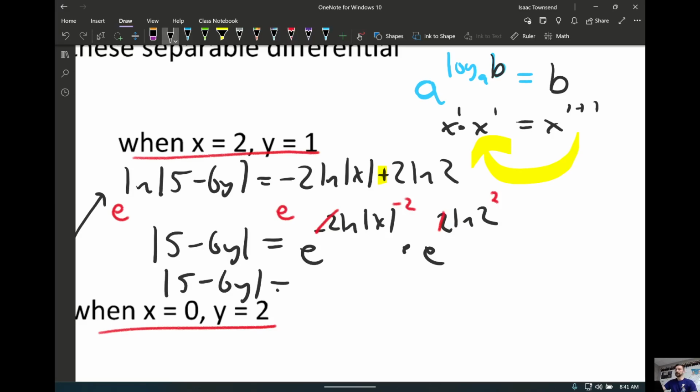I've got e to the log base e of some stuff, so this is just going to become some stuff. I can ignore this absolute value sign because anytime you have something squared, it's going to be positive anyway. So times e to the log base e of some stuff is just going to become some stuff. And 2 squared is 4.